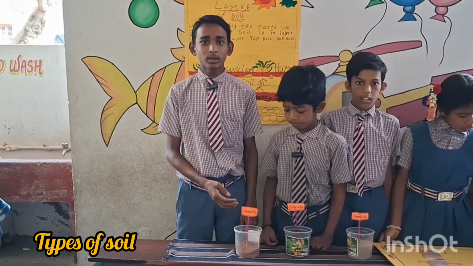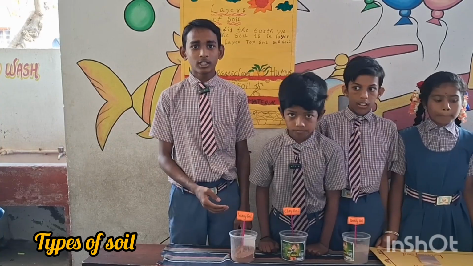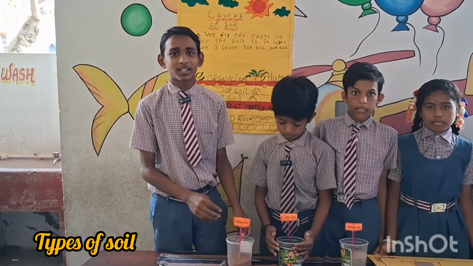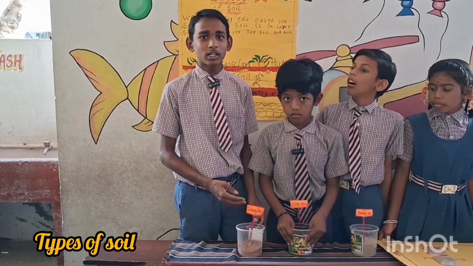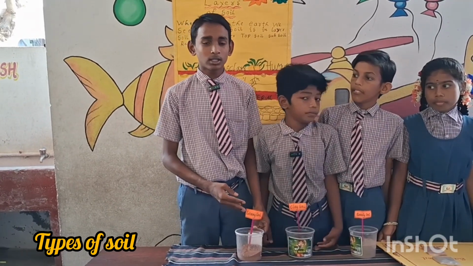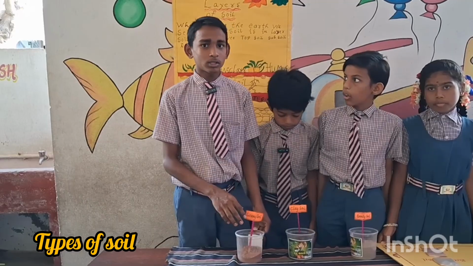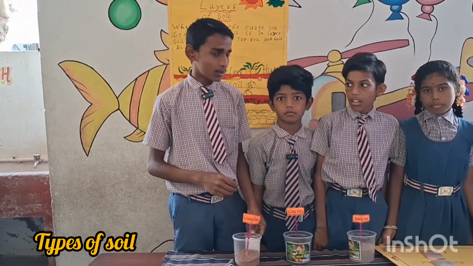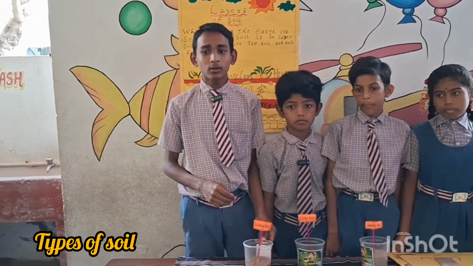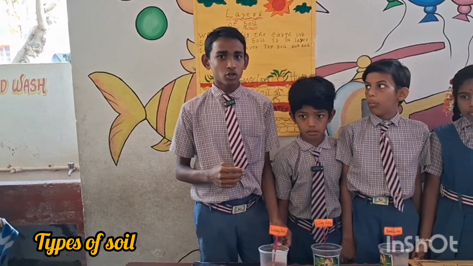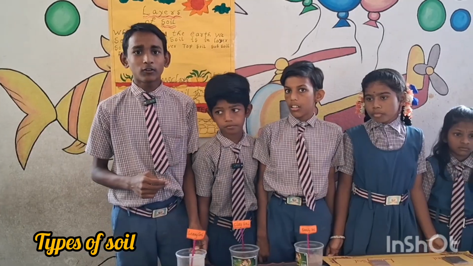Loam soil is made up of both sand and clay. It can hold some amount of air and water. This is suitable for garden plants. Loam contains humus, which makes it fertile.